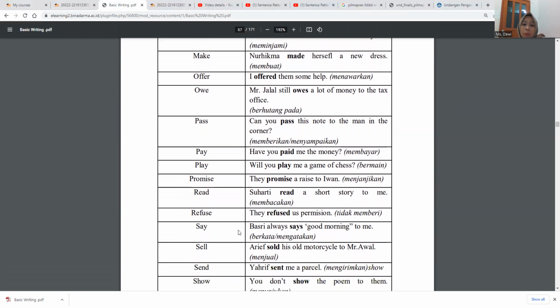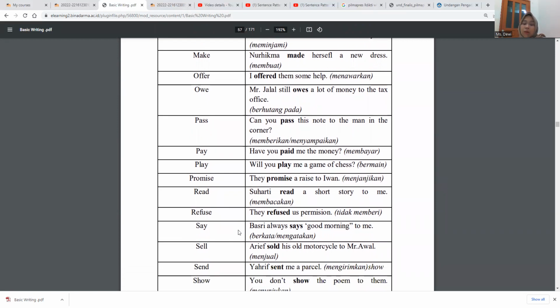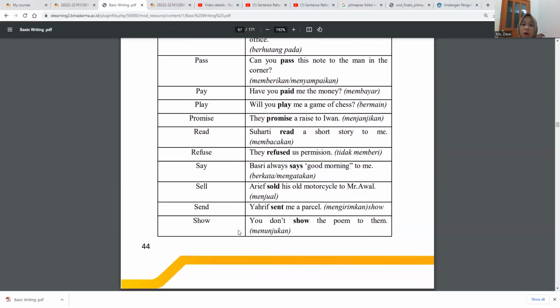Next is promise. They promise a race to Iwan. Yeah, the first one is a race. The second one is Iwan as the objects. And then Suharti read a short story to me. Read is the verb, and then a short story is the first object, and the second one is me. And then we have refuse. They refused to ask permission. Refuse is the verb, and then ask is the first object, and the second object is permission. And then we have say: Basri always says good morning to me. So good morning is the first object, and the second one is me.